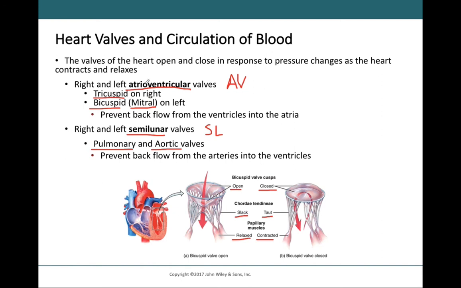So specifically, the AV valves are going to prevent backflow from the ventricles to the atria, and the semilunar valves are going to prevent backflow from the arteries into the ventricles. And by arteries, we're referring to the pulmonary trunk as well as our aorta.